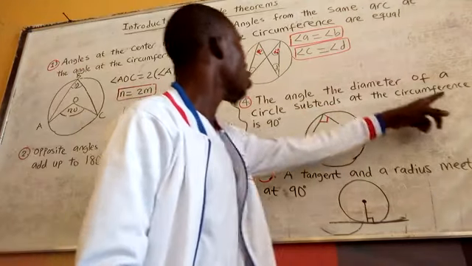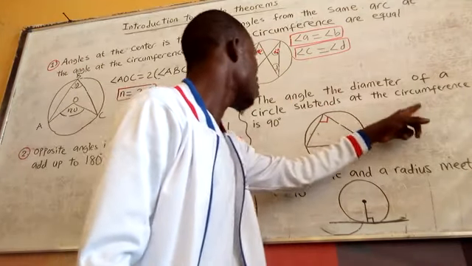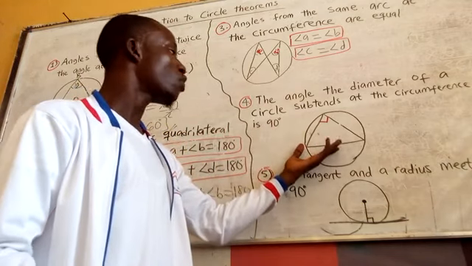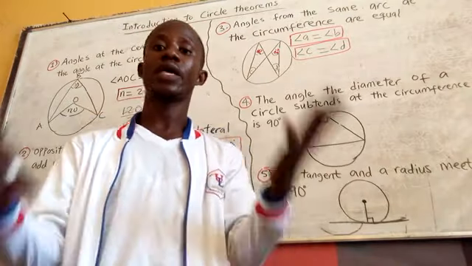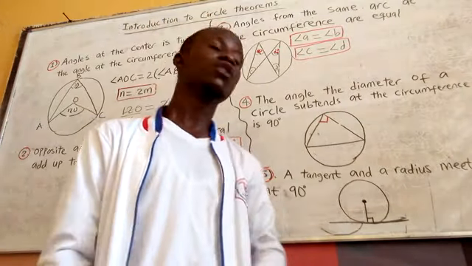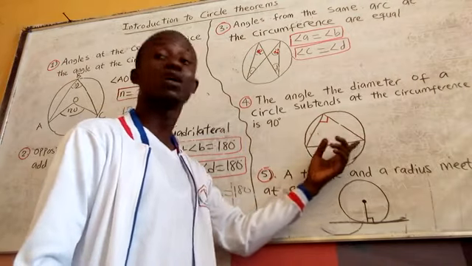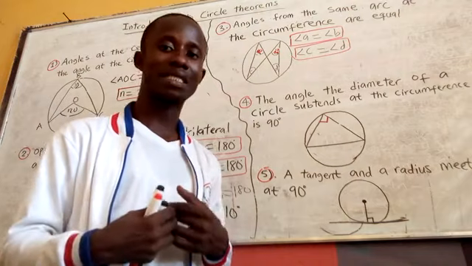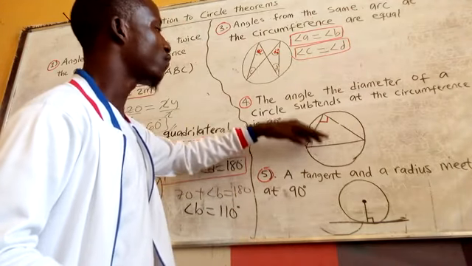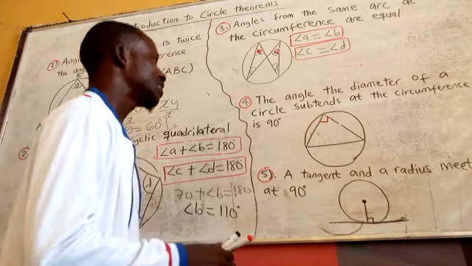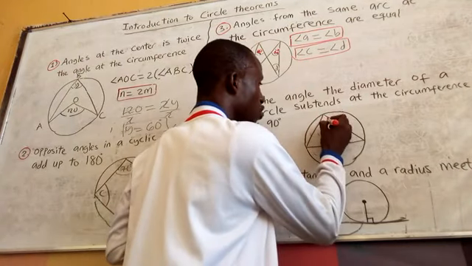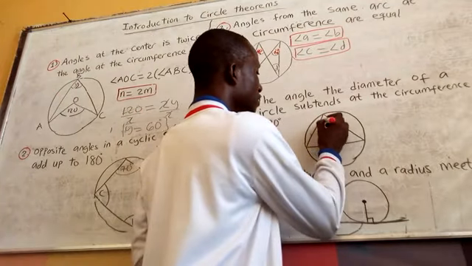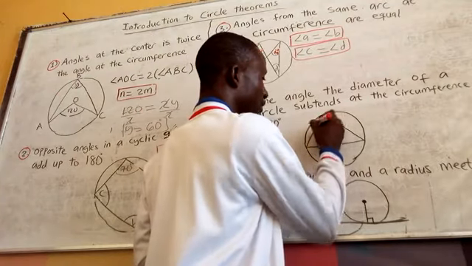The angle the diameter of a circle subtends at the circumference is 90 degrees. Or in other form, we can say the angle formed from a semicircle is equal to 90 degrees. So this is the diameter of the circle, this line that divides the circle into two equal parts. So we can see that the angle subtended from the diameter is equal to 90 degrees. So this box here represents 90 degrees.